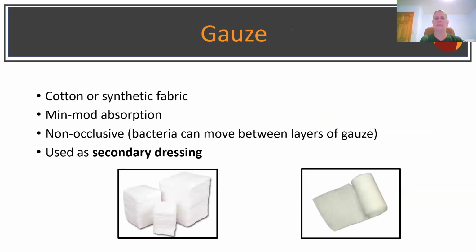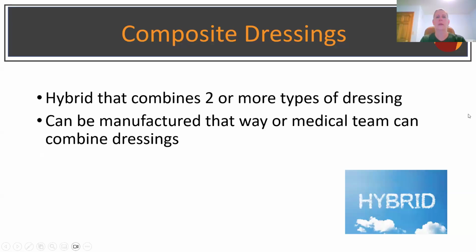Gauze, again, you've seen gauze. It can be used for some absorption, but it's usually used as a secondary dressing. And then we have these gauze rolls that we can wrap around to keep whatever dressing on. In composites, again, it's when we mix 2 or more dressings.